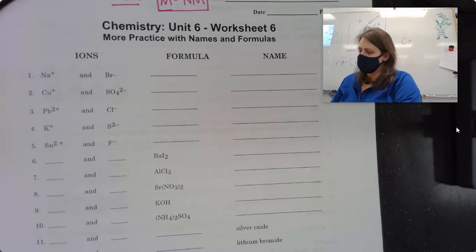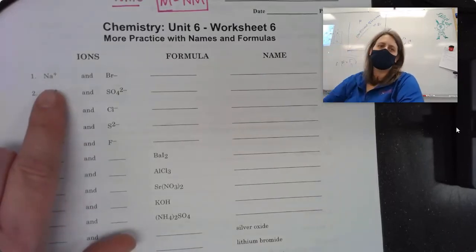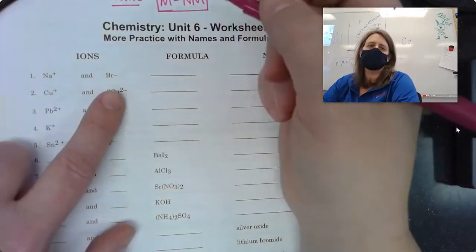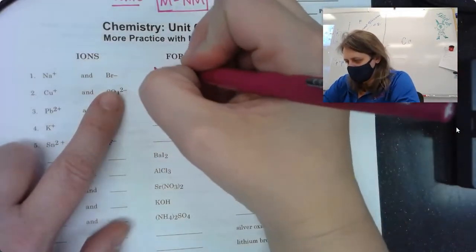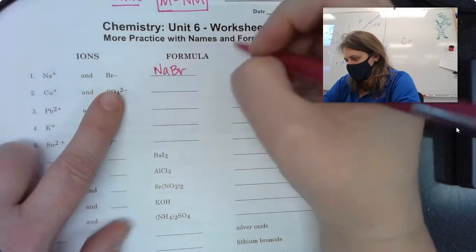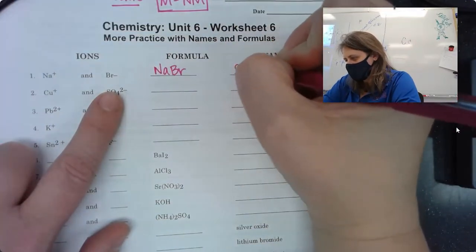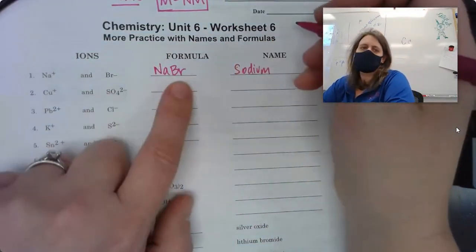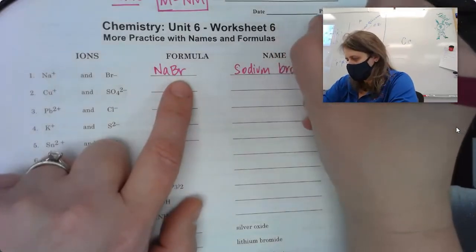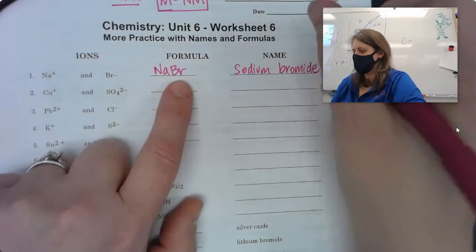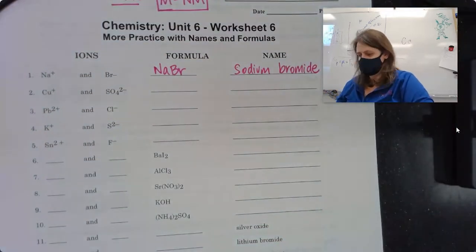All right, so our first one, we've got a sodium and a bromine. Both of those have a charge of 1. So when I write my formula, I'm going to have just one of each. And we're going to go sodium, the name of the first element, and then we're going to drop the end of bromine and make it bromide. Sodium bromide.